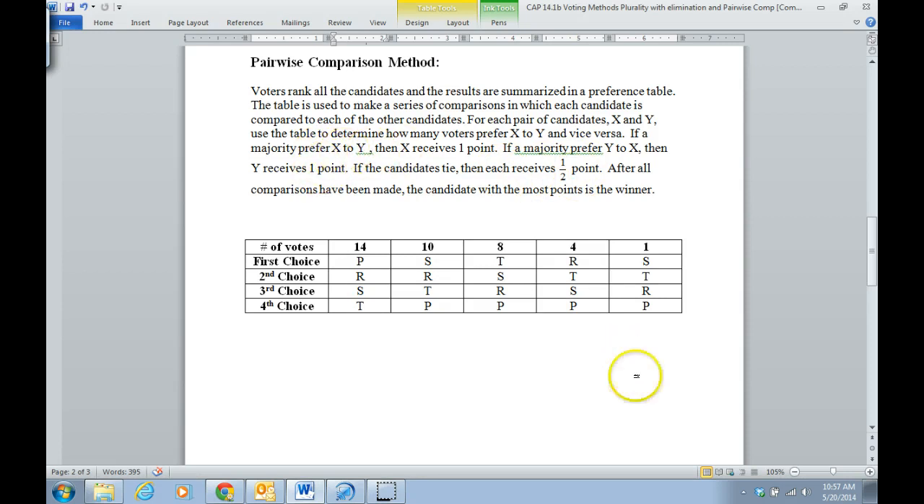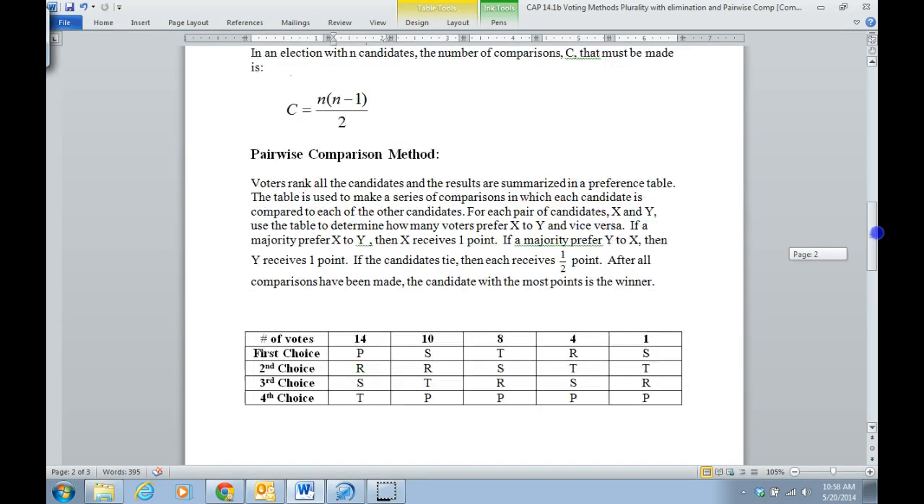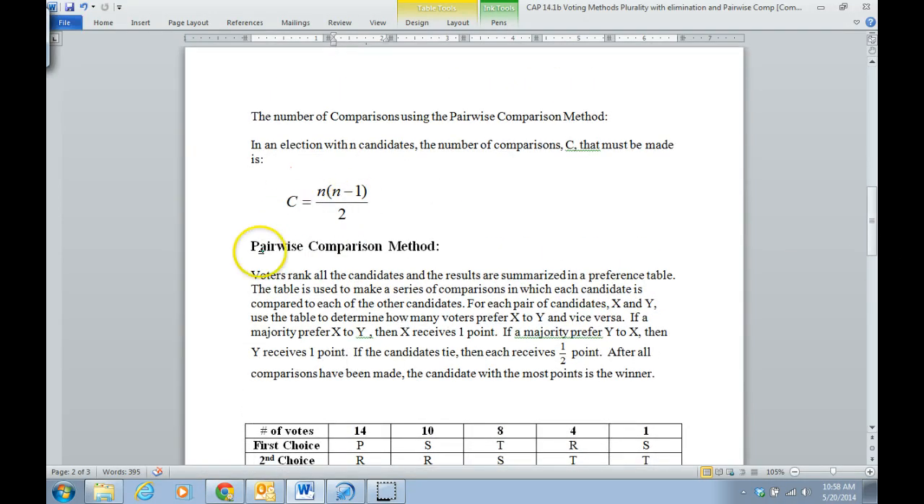All right. So the first thing I want to know is, how many pairs do I have to make to compare them? There is a nice little formula here that we're going to use. So we will use this one right here. Say we have 4 people that are up for election, that are on the ballot.